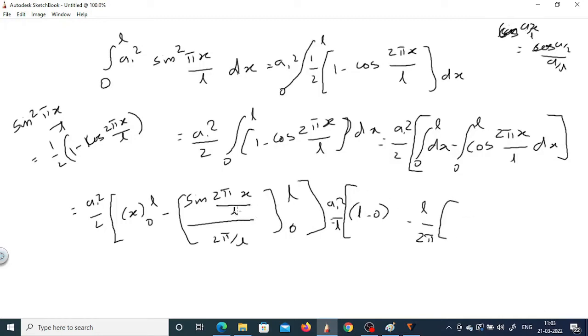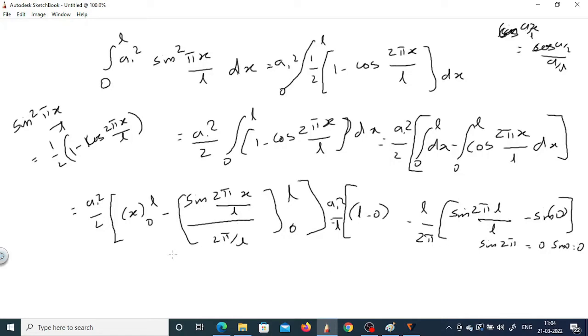Inside, there is sin 2πx available. If I substitute the L value in this, we get sin 2πL divided by L, minus the lower limit. If I substitute there, we get sin 0. Likewise, I got it. After that, what is sin 2π? The sin 2π is equal to 0, and sin 0 is also equal to 0.